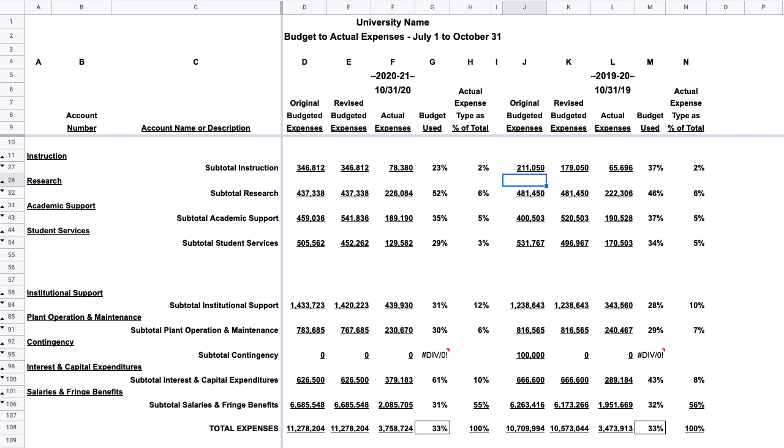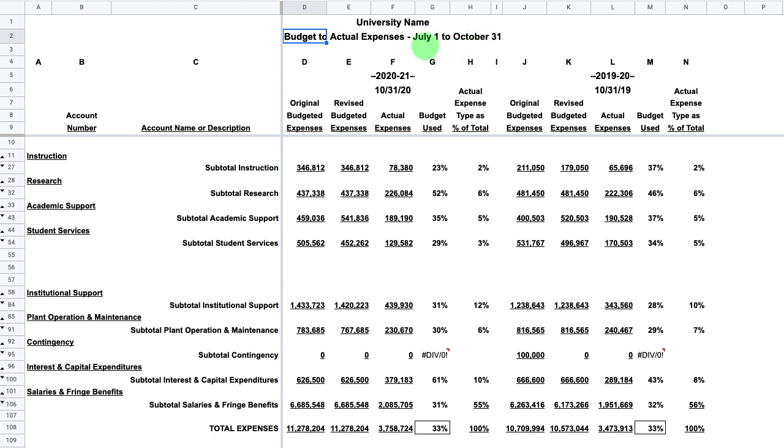This video is a walkthrough of mock financial statements for a university and an explanation of some of the key elements that you see here. Just to orient you to this document from the top, what we see are budget to actual expenses. This means it's a comparison of actual expenses to those items that were budgeted, and it's for the period of July 1st to October 31st.